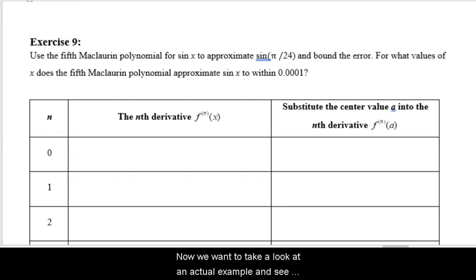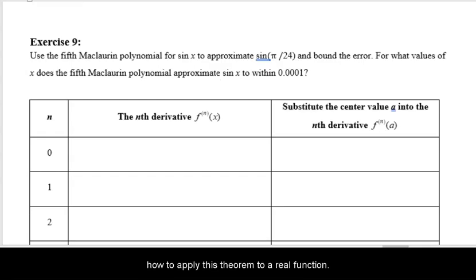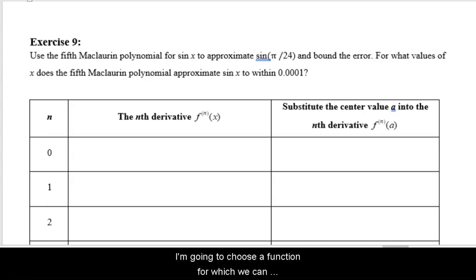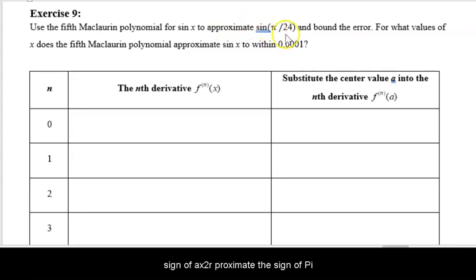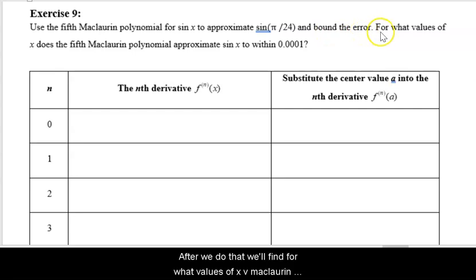Now we want to take a look at an actual example and see how to apply this theorem to a real function. I'm going to choose a function for which we can easily find an upper bound, such as sine. In this exercise, we want to use the fifth Maclaurin polynomial, Maclaurin implying that the center is x equals 0, for sine of x to approximate the sine of pi divided by 24, and we want to put a bound on the error. After we do that, we'll find for what values of x the fifth Maclaurin polynomial approximates sine to within a certain amount of error.